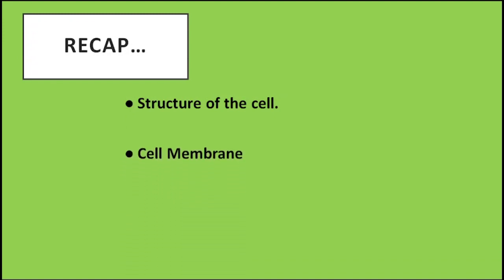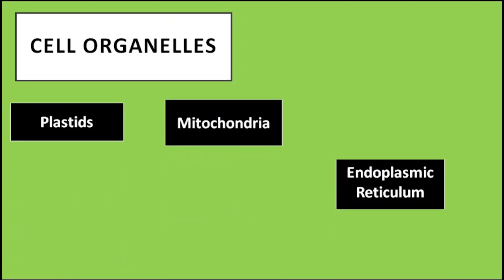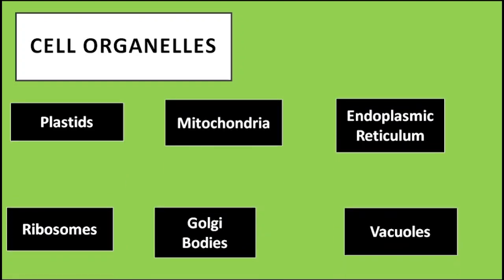Children, today we'll continue the same lesson, that is the cell. So before we begin, let us have a recap. We had studied the structure of the cell, cytoplasm and the nucleus. So as mentioned earlier, the cell contains small structures called the cell organelles and they perform different functions. So what are the cell organelles? That is your plastids, mitochondria, endoplasmic reticulum, ribosomes, Golgi bodies and your vacuoles.